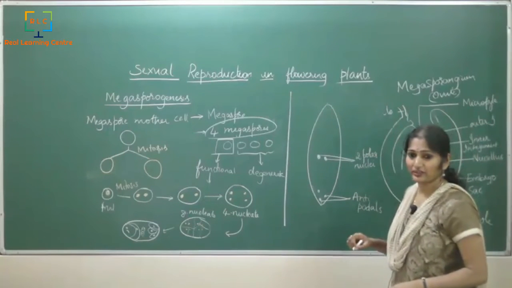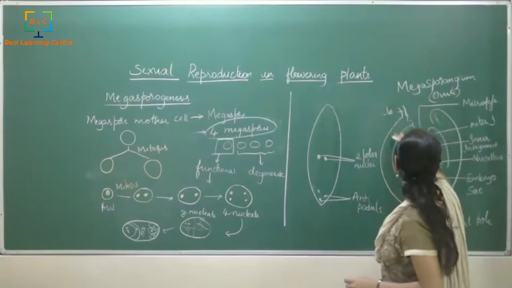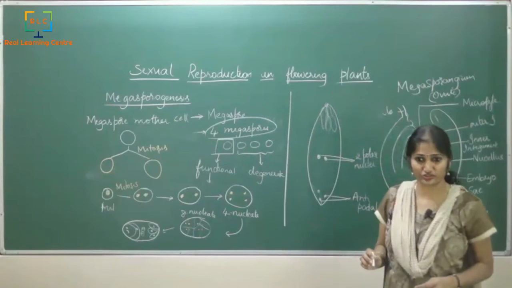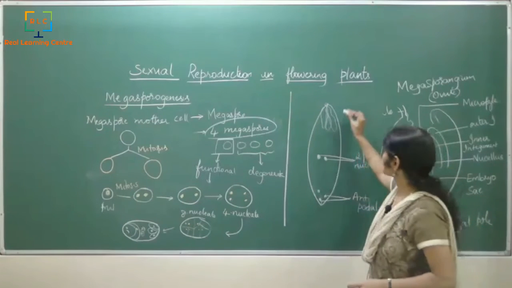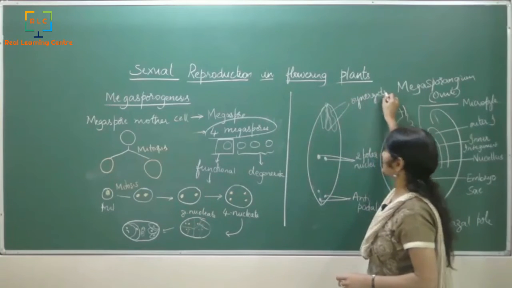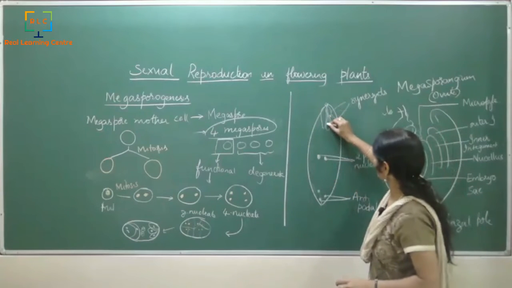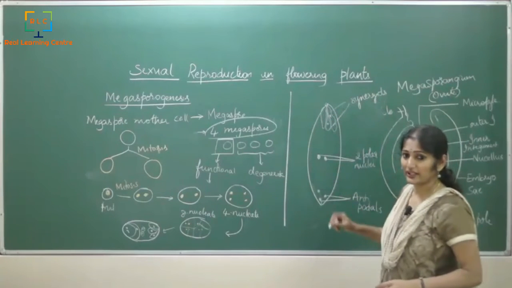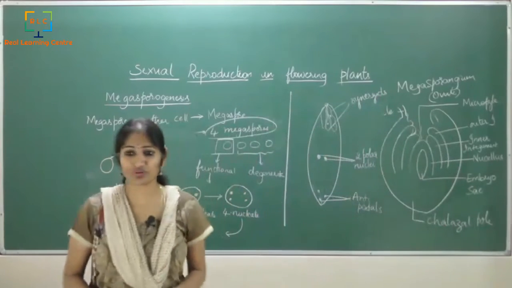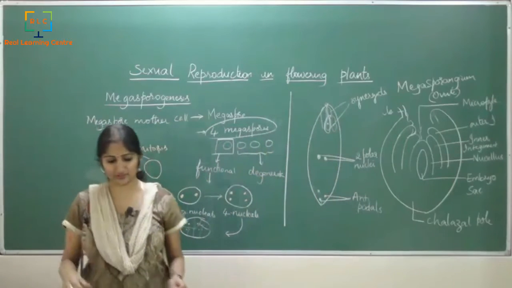Then comes another 3 nuclei which go to this part of the micropylar region, where there are some sac-like, bag-like structures, which we call the synergids. We call them the synergids, and the 3 plus 2, 5 is over. Another 3 would be in the synergids, and there is also an egg present in one of these synergids. So there is one of these sacs which behaves like the egg.